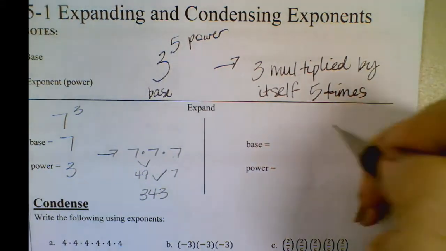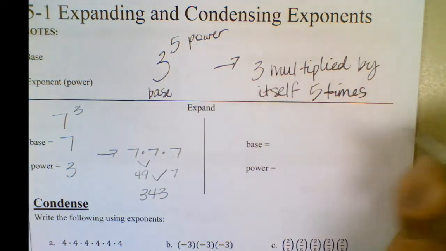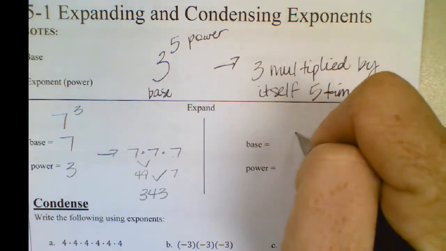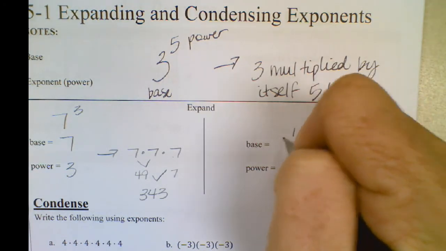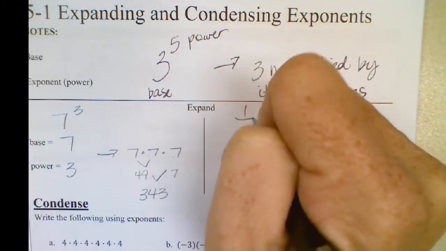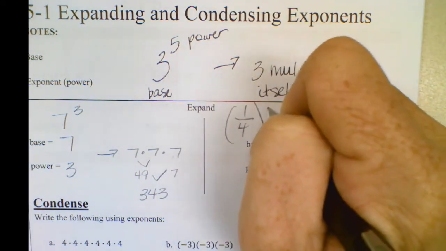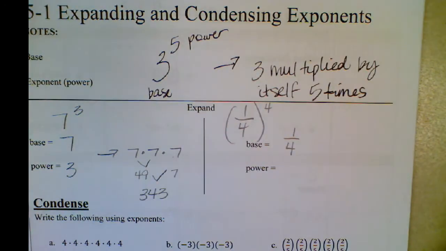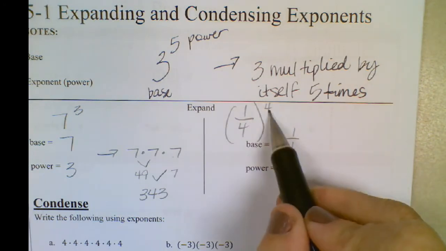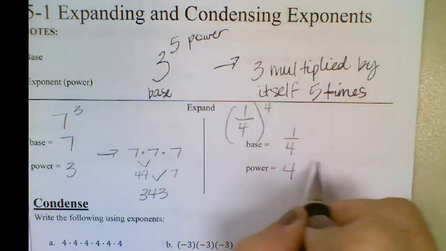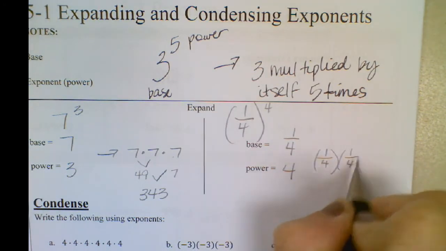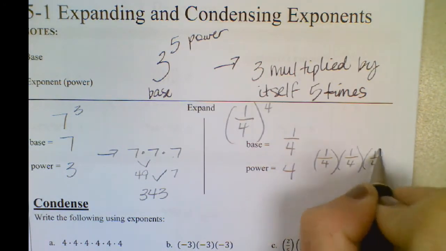Okay, even if we have a fraction, it can be a base. A base is just the number that's being multiplied. So let's say that we had 1/4 is our base. And let's say we wrote it like this, (1/4) to the 4. Okay, so that means that my base is 1/4 and my power or my exponent is 4. And what that means is 1/4 times itself 4 times.